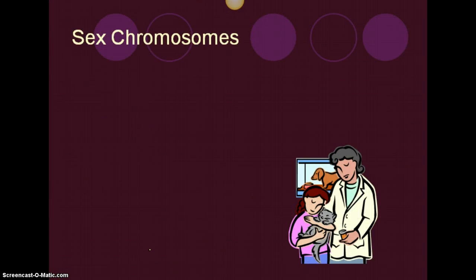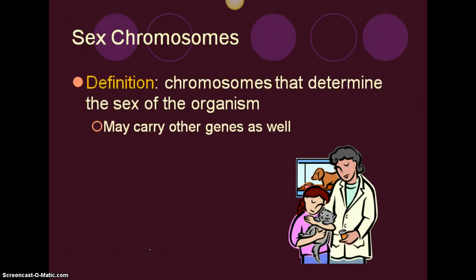All right, sex chromosomes. So we're going to go through 2 types of chromosomes. Sex chromosomes are the chromosomes that determine whether you are male or female. There are other genes that are located on the X and the Y. So for humans, we have the X and the Y chromosome. There are things that are attached to that X and Y chromosome. But depending on if you have XX or XY will determine if you are male or female for our species.